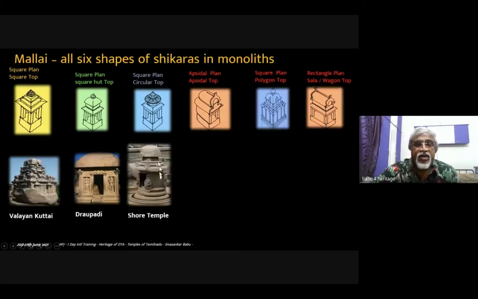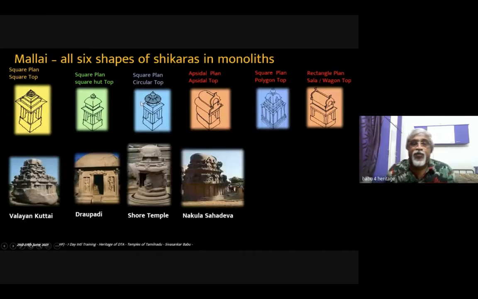The next one, in the Shore Temple, we have a Vesara temple where you have a bulbous round top. Okay? Here the variation is the circular plan and circular top. Then the 4th variation is the Nakula Sahadeva Ratha, where this is a pure apsidal plan and apsidal top.